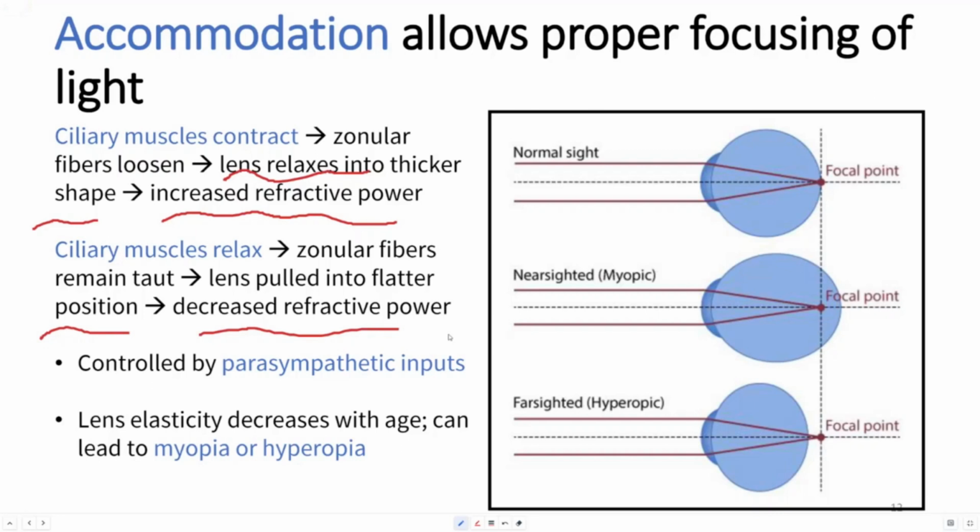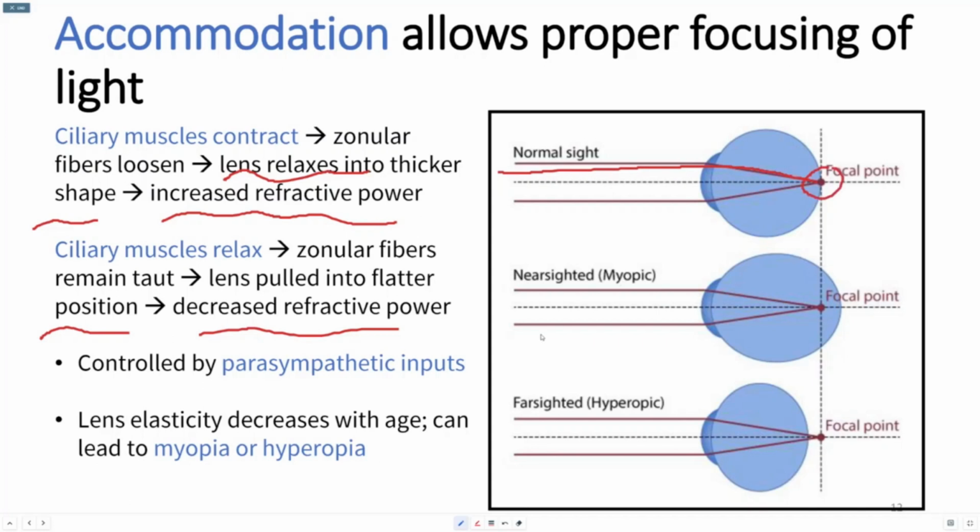So it is important that the parasympathetic system is able to control the amount of light and be able to change the way the ciliary muscles either contract or relax. The lens does decrease its elasticity as we get older, and therefore it can lead to a natural onset of myopia or hyperopia, which is nearsightedness or farsightedness. So in a normal sight, the light rays enter the eye and they hit the cornea and the aqueous humor, and then the lens, and it bends onto the fovea centralis, and you can see clearly.